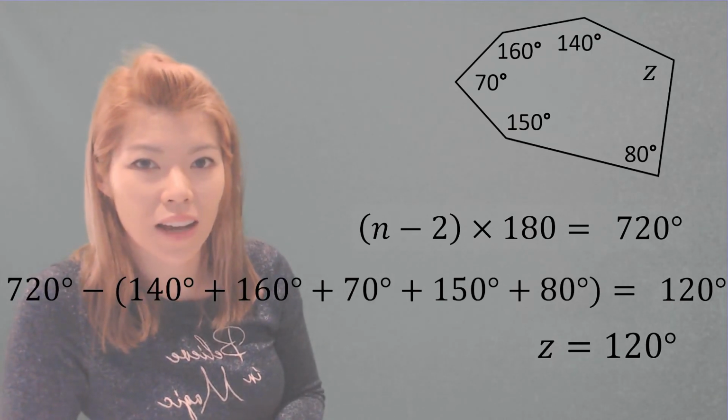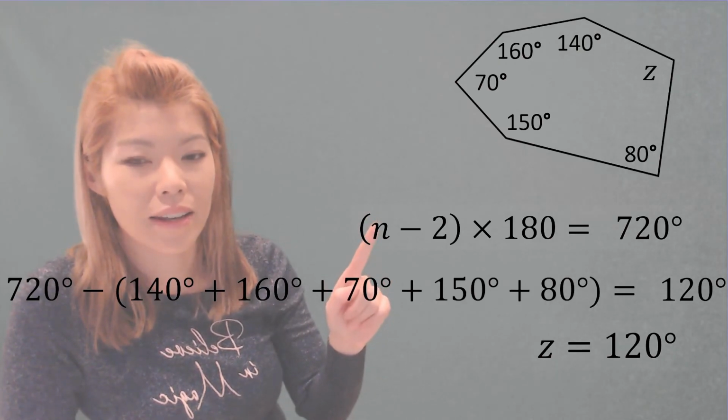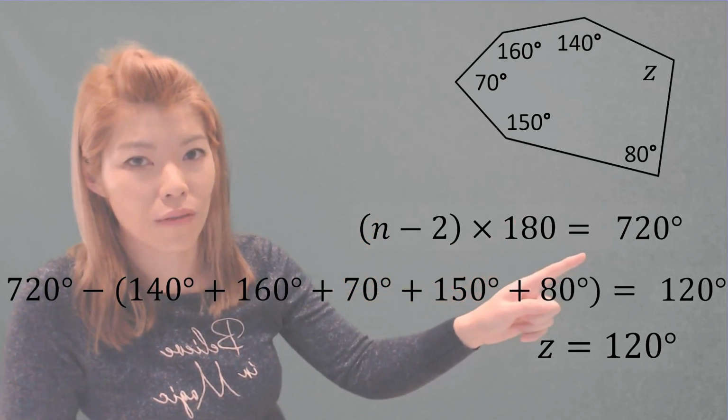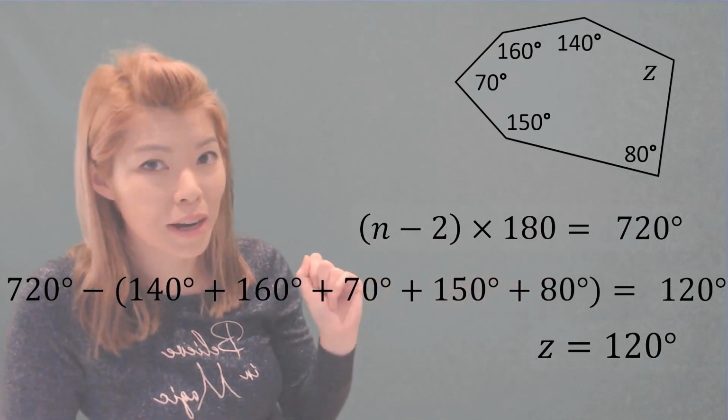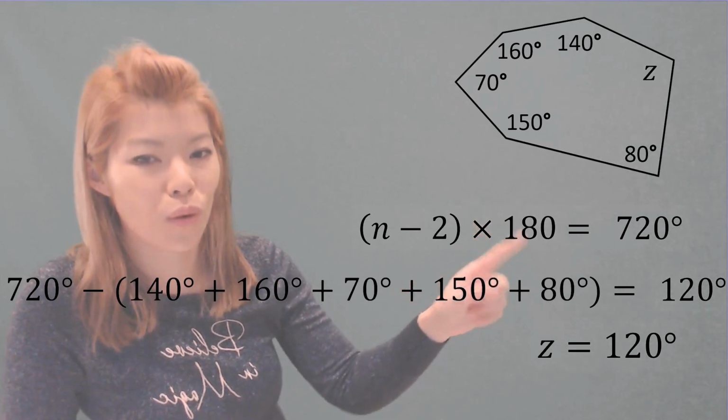So Z is 120. So try your best to remember this formula. The number of sides minus 2 times 180 gives you the total of the angles. One more time. The number of sides minus 2 times 180 gives you the total of the angles.